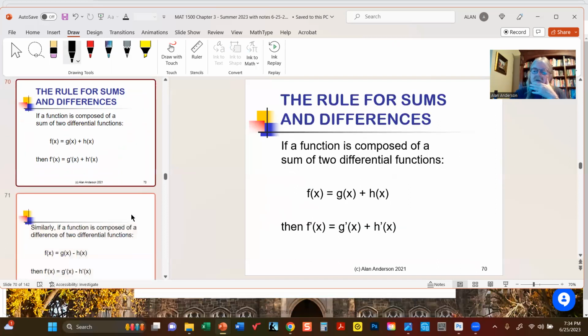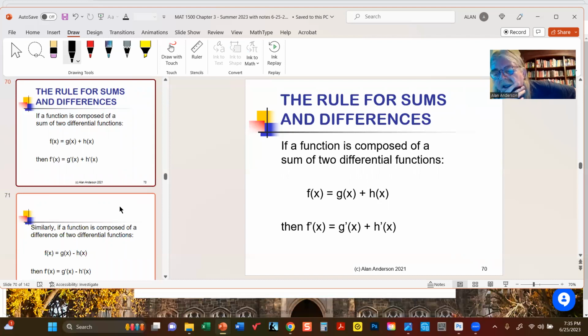Now, what about the rules for sums and differences? This is as straightforward as it gets. If you have a function which is a sum of two other functions, the derivative of that function is the sum of the individual derivatives. That's all there is to it. It's that straightforward. So f prime of x equals g prime of x plus h prime of x.